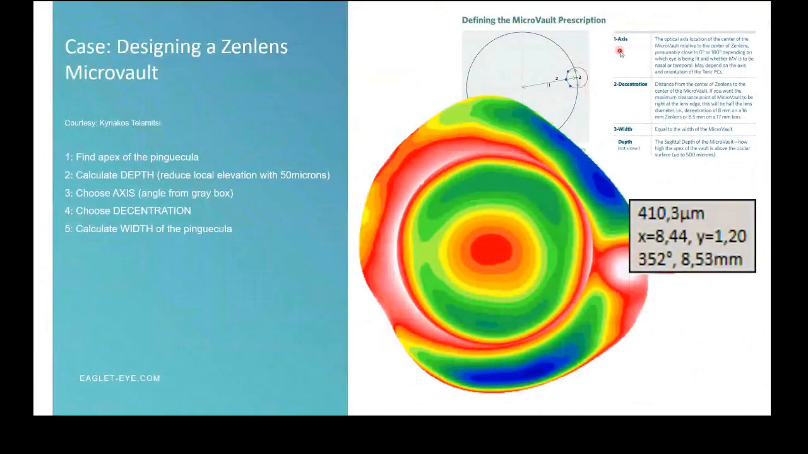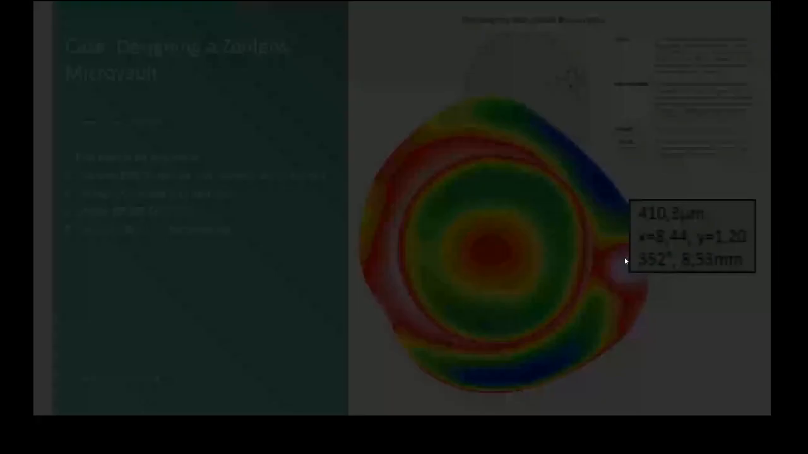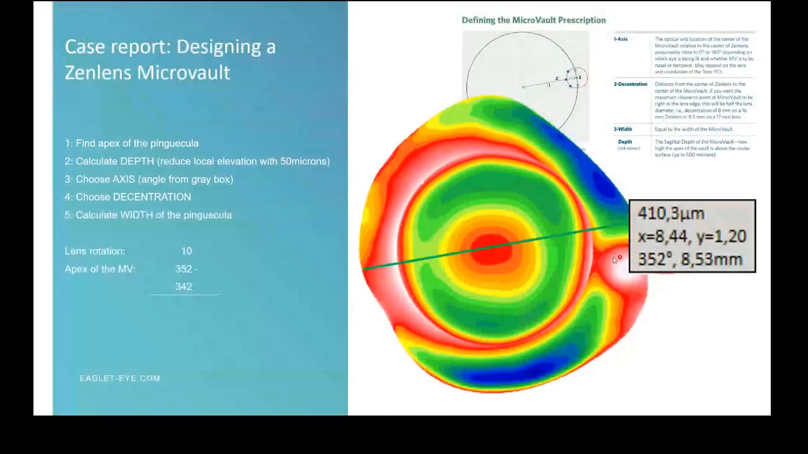If you want to order a microvolt, you have to give them four parameters. So the axis, the decentration, the width, and the depth. You see that I've enlarged here this gray box, and we're going to use it to order these values. The first thing that you do with your mouse is finding what is the center, the apex of the microvolt of the pinguecula, sorry. At the moment that you find it, you keep it there, you do not move it, and you start looking at what do I have to calculate.